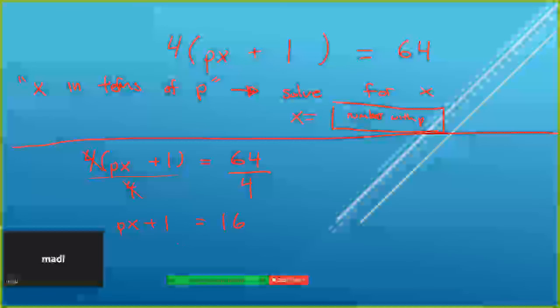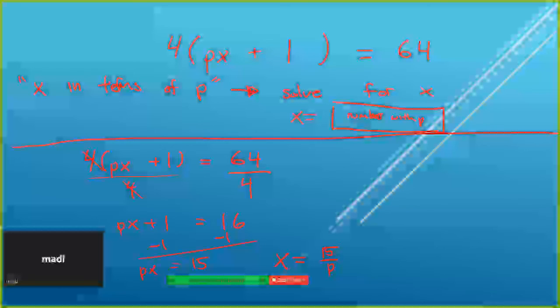And now what do you think we might do? We've got p times x and we've got plus 1. Subtract the 1 from each side. There we go. Good. So you've got px equals 15. And then you would get rid of the p, right? By dividing the p from each side. Very good. So you've got 15 over p. All that work boiled down to just x equals 15 over p.